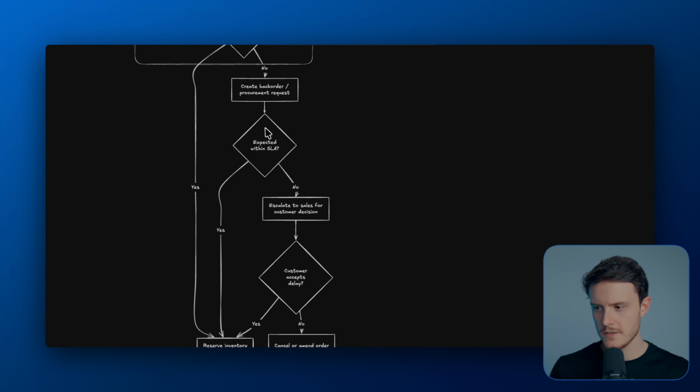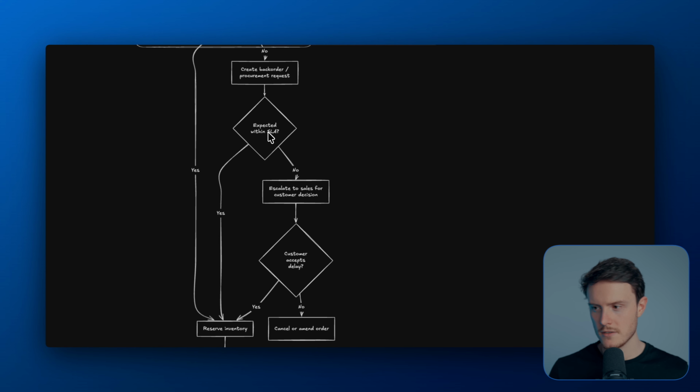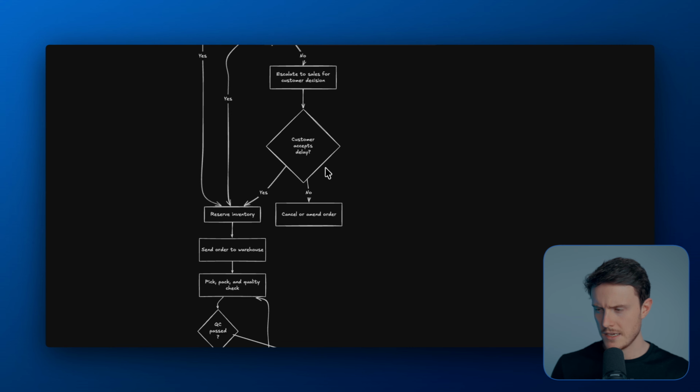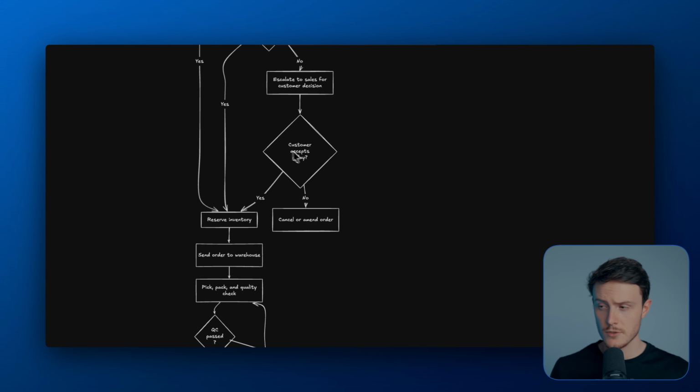None of these need pages, and this might seem ultra boring, but I promise at the very end, all we need is the pages to create a good prototype from this. So customer accepts delay, cancel or amend order. If a customer needs to accept the delay, then we need an interface to do this.